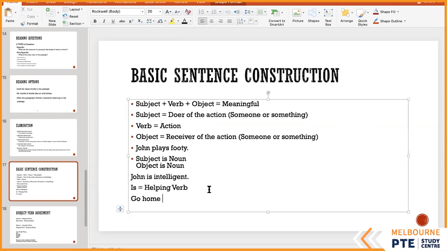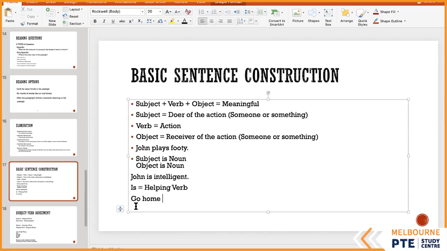Next thing. So, what is the action over here? Go. What is the receiver here? Home. Object. Home is receiving the action, right? If I say go, go where? Home. So object is home, the receiver of the action.